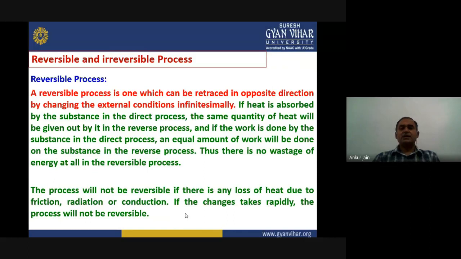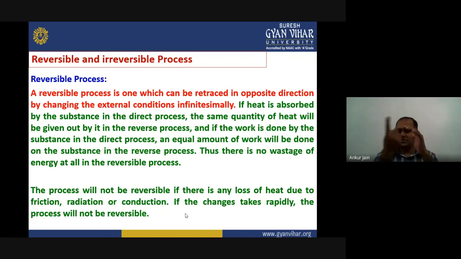We can understand this reversible process by an example. If, for example, we are giving some heat to a substance in this direction, from here to here, the same quantity of heat should be released in the reverse process, when the substance comes from this state back to this state. And in terms of work, if some work is done by the substance in this process, then the same work should be done on the substance in the reverse process. So that means what we supply, we get back the same amount.